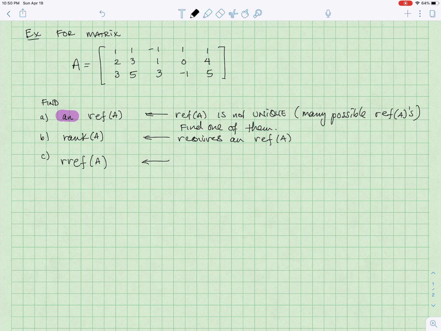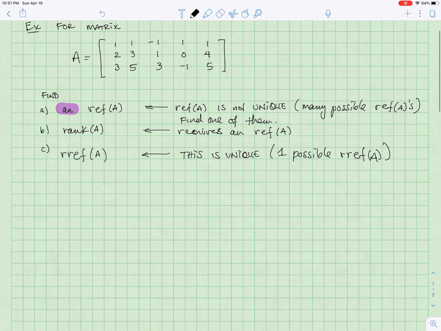And then the last thing I want to say here: when they ask us to find the RREF of A, the reduced row echelon form for A, that is unique. What do I mean by unique? I mean there is only one possible RREF A. So there's no two ways about it there. So let's get started. How are we going to do this?